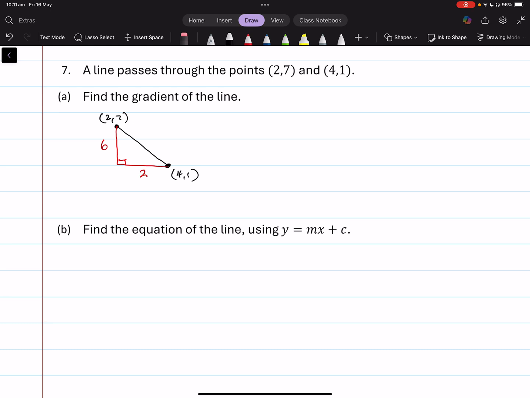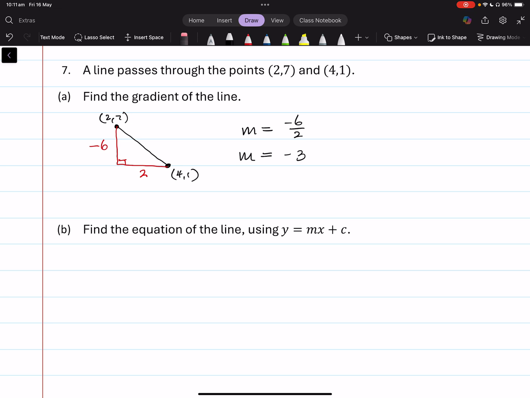And so my gradient is going to be the rise, -6, divided by the run. Oops, that was -6. Going down 6, so -6 on 2. And so our gradient is -3. Okay, so we have found our gradient.